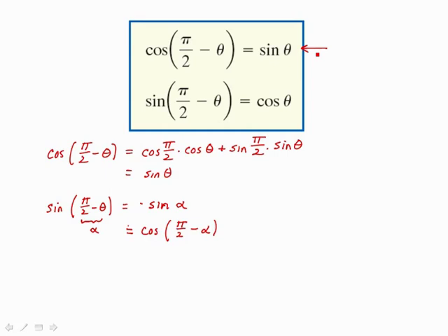Do you? But alpha is pi over 2 minus theta. This is your alpha right here. Right? So I have pi over 2 minus pi over 2. That's going to be 0. And then a negative makes a positive. So I'm left with just the cosine of theta. So that one's proven as well.